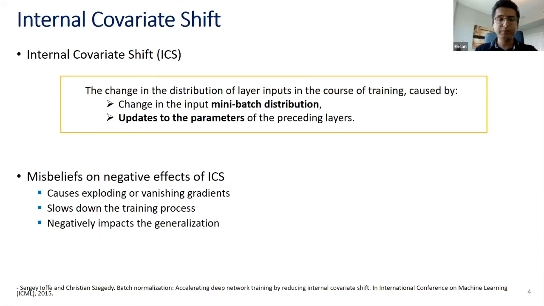But we already believed that there are some negative effects of ICS on our networks. But I'd say that, okay, these are misbeliefs, because recent papers are showing that ICS is not as problematic as we were thinking before. So some of the negative effects that we were thinking were happening are that it causes exploding or vanishing gradients, it slows down the training process, and it negatively impacts the generalization. So in the next slides, I'm going to talk about some of these aspects.